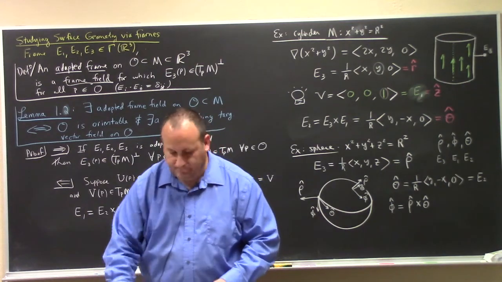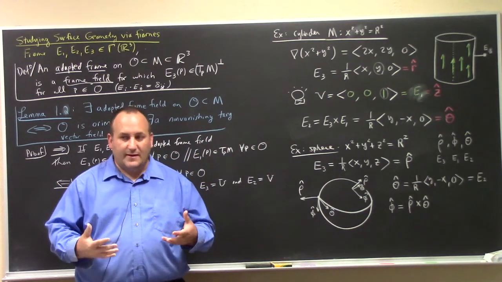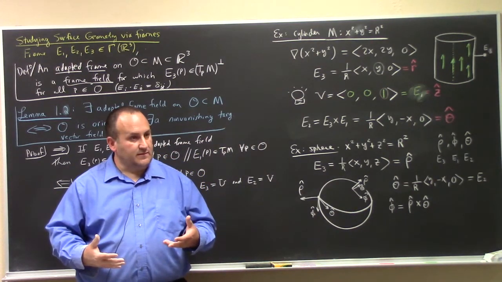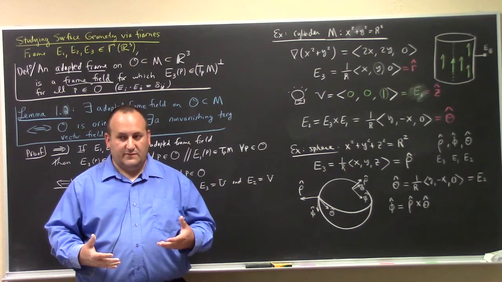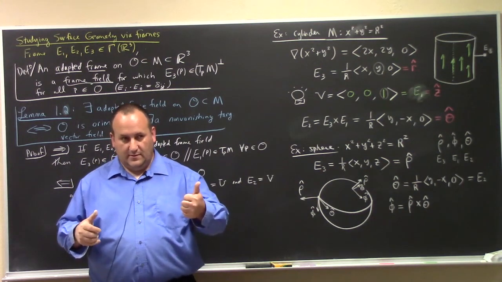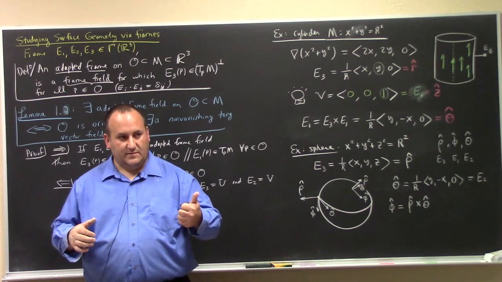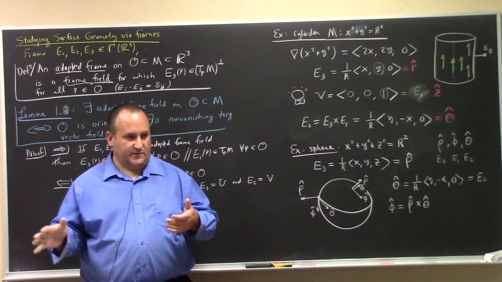All right. So I hope that's enough for you to get a sense of what we mean by adapted frame field. It's not hard to believe. If you have a surface, you've got a unit normal, right? So that gives you E3. Then you just have to find one tangent vector field to the surface, and that's easy enough to do. You just use one of the partial velocities, right?